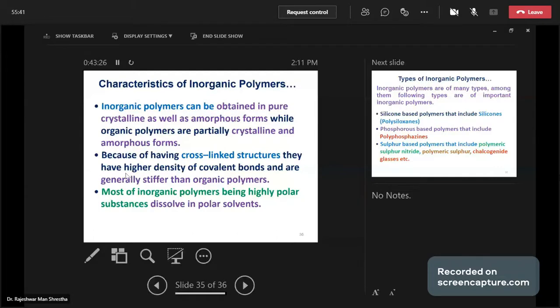crystalline and amorphous. Because of having a cross-linked structure, they have a high density of covalent bonds. Generally, not all, but most inorganic polymers are harder and stronger, stiffer, than organic polymers.